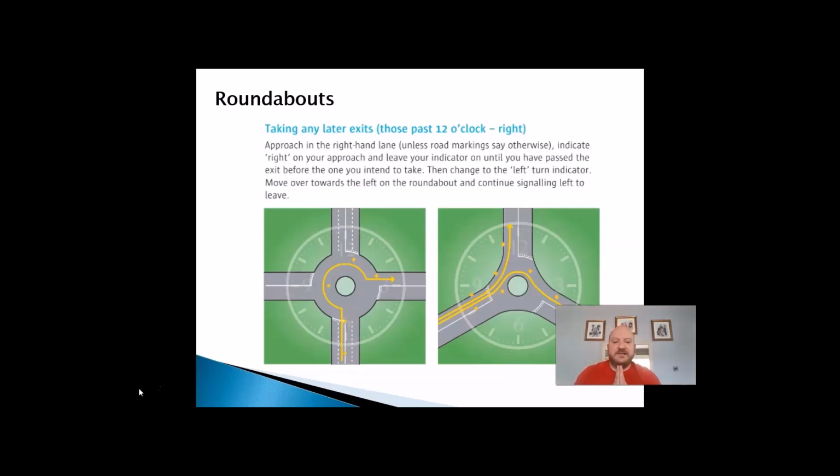So I'll say once again, if you're going to the left, you need to indicate left as you go onto the roundabout. If you're going straight on, if you're taking an exit after that, or at the 12 o'clock mark, you don't indicate. You only indicate left as you're passing the exit before the one you want. And if you're taking any exit past the 12 o'clock mark, you need to be indicating right. So first exit, indicate left. Straight on, you indicate before you take it. Anything past the 12 o'clock mark, you indicate to the right.